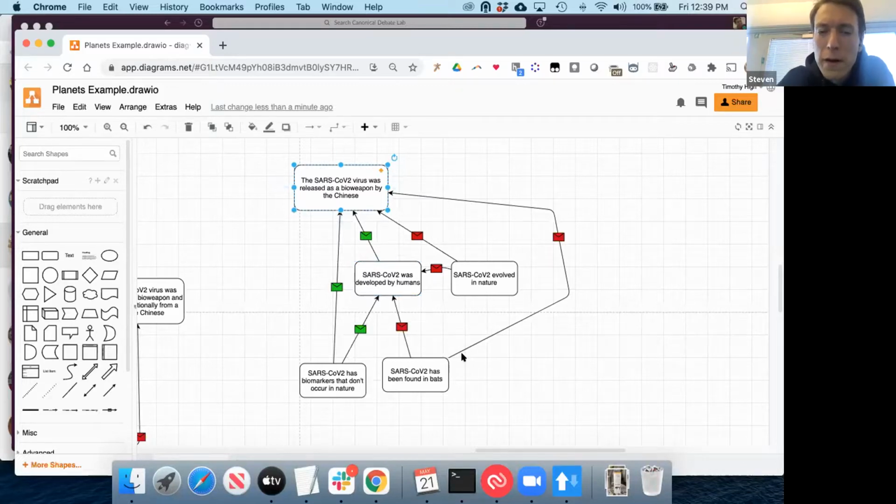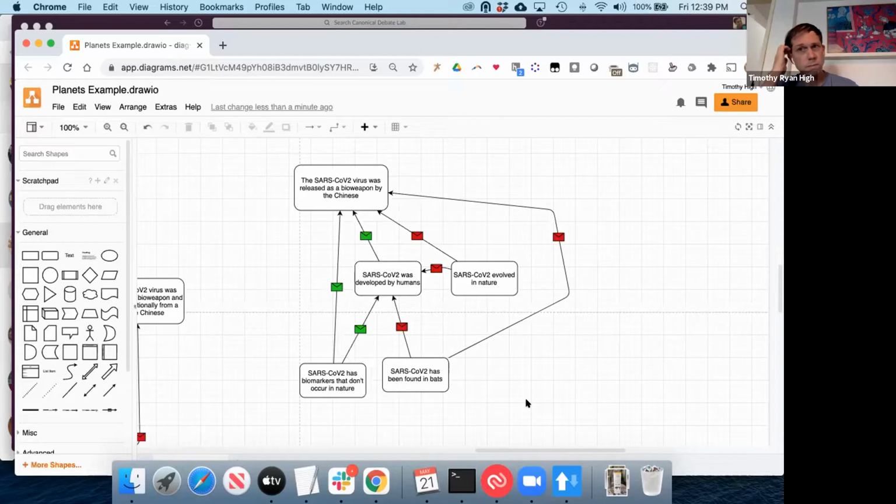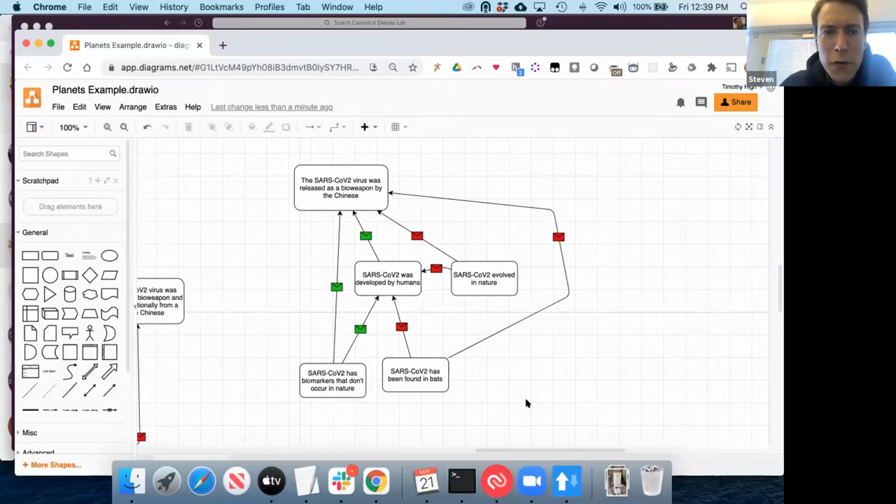The base layer, you add arguments that people actually state. If people say, hey, the SARS-CoV-2 virus was released as a weapon by the Chinese because it has biomarkers that don't occur in nature, then that's what you add. And then you can discuss that, and that's where you can start. So here I would say, well, that doesn't say that the Chinese did it. It can be anyone, any human, right? That's how you argue against it. That it doesn't really matter.